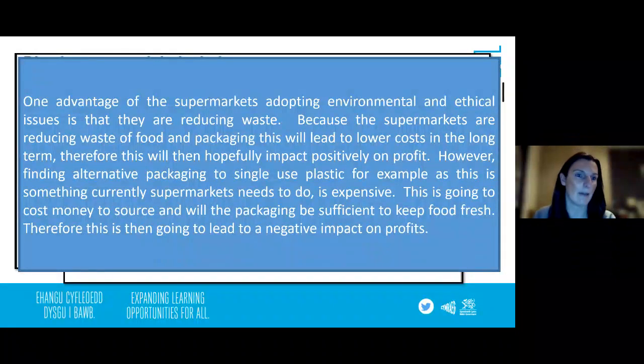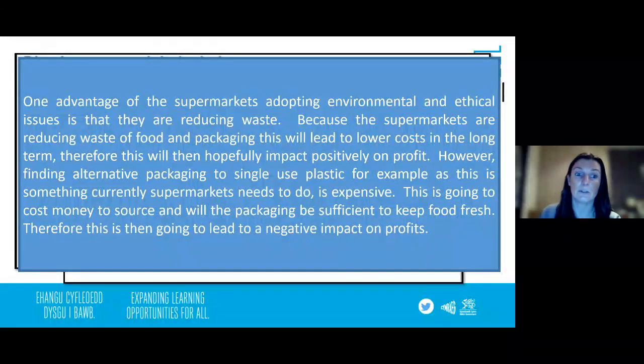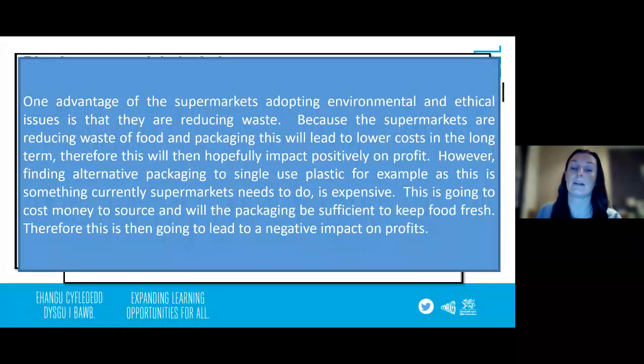Now I've put together a small paragraph that might get quite a few marks. One advantage of supermarkets adopting environmental and ethical issues is that they're reducing waste. Because supermarkets are reducing waste of food and packaging, this will lead to lower costs in the long term. Therefore, this will hopefully impact positively on profit. However, finding alternative packaging to single-use plastic, for example, as this is something currently supermarkets need to do, is expensive. This is going to cost money to source, and will the packaging be sufficient to keep the food fresh? Therefore, this is going to lead to a negative impact on profits.